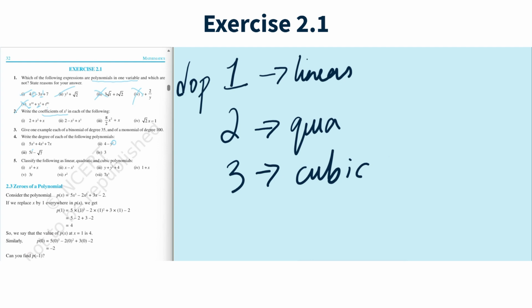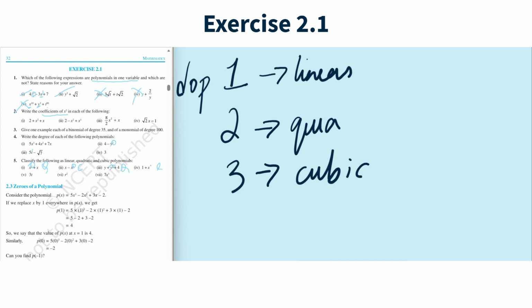So for the first one here, x squared plus x. Here, the highest power is 2. So the first one is quadratic. Next, x minus x cube. The highest power over here, or the degree of polynomial, is 3. So this becomes cubic. y plus y squared plus 4. The highest power over here is 2, which is quadratic. 1 plus x. The highest power over here is 1. This makes it linear.